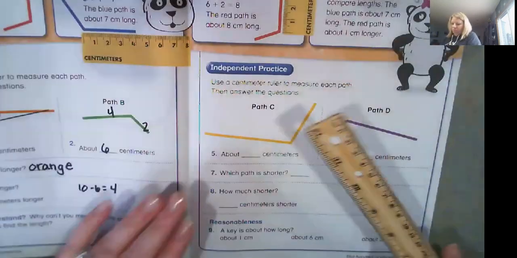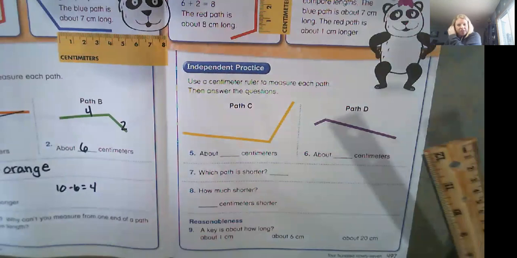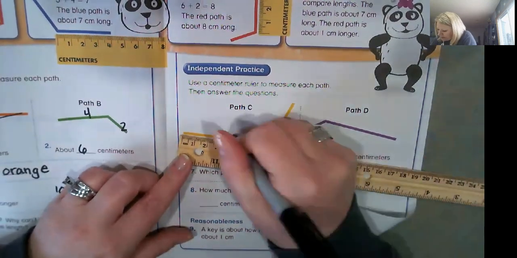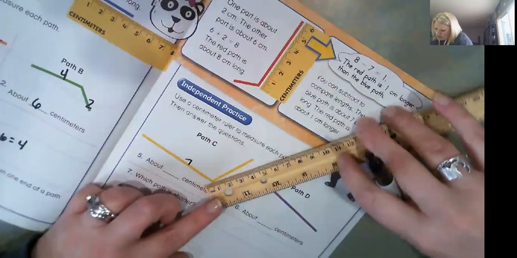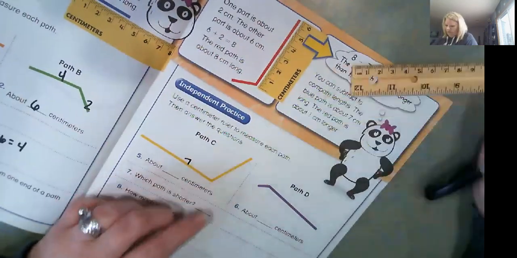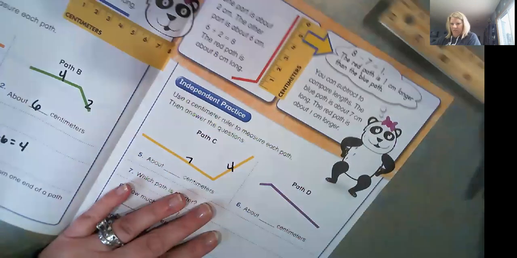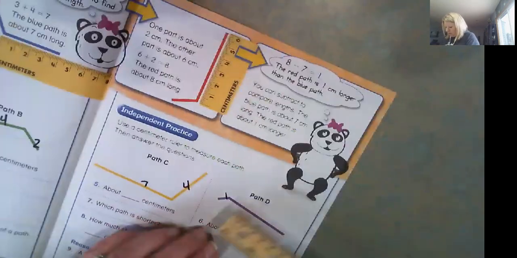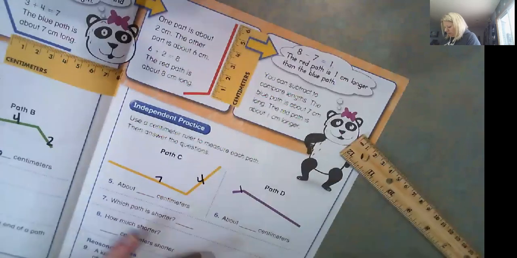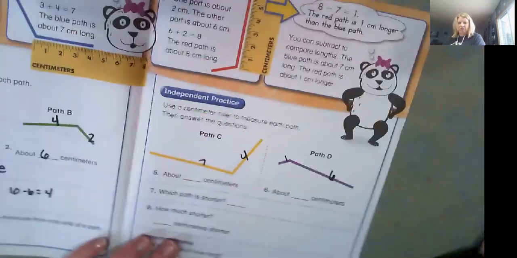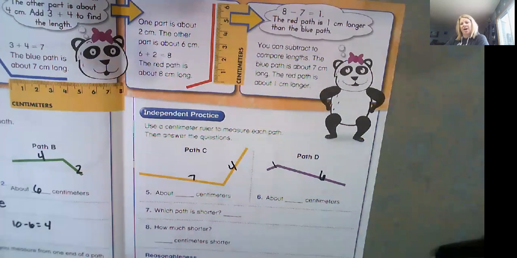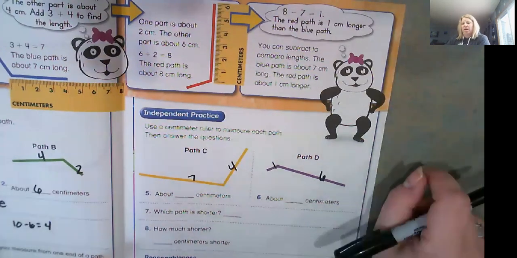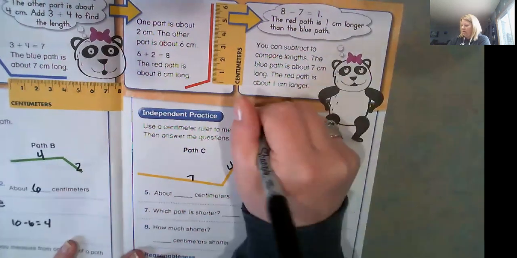We talked about it. All right, use a centimeter ruler to measure each path. Answer the questions. So this side's about 7. This side's about 4. This side's about 1. And this side is about 6. So I measured everything, and I want to tell you the secret code word for the day, and it is panda.